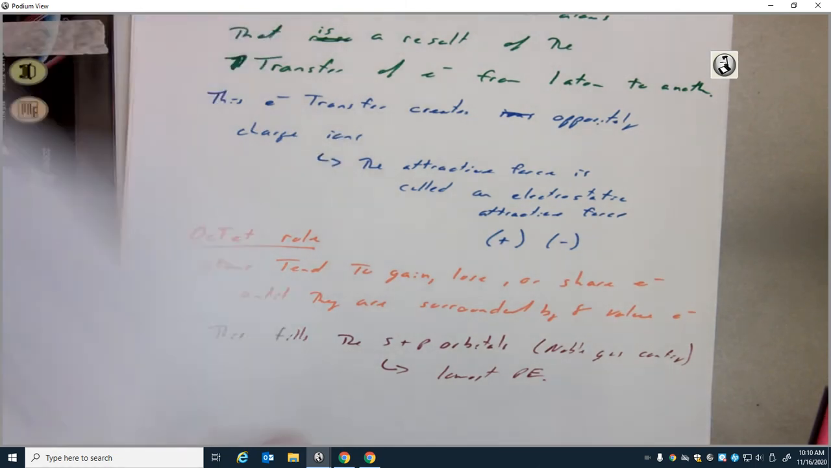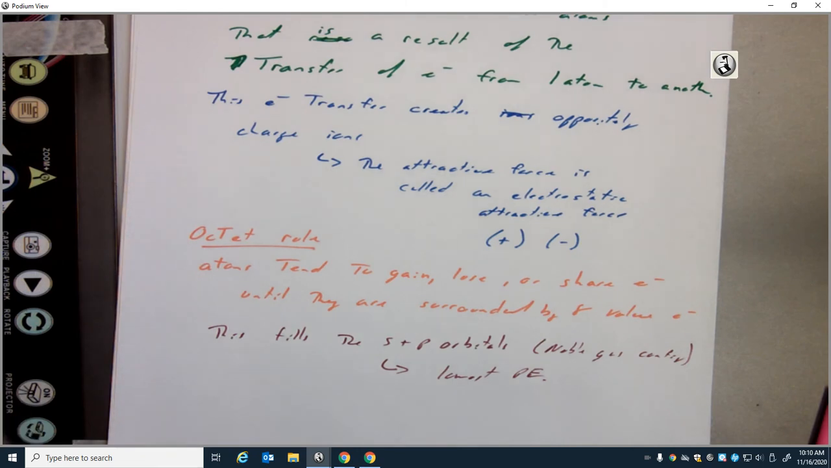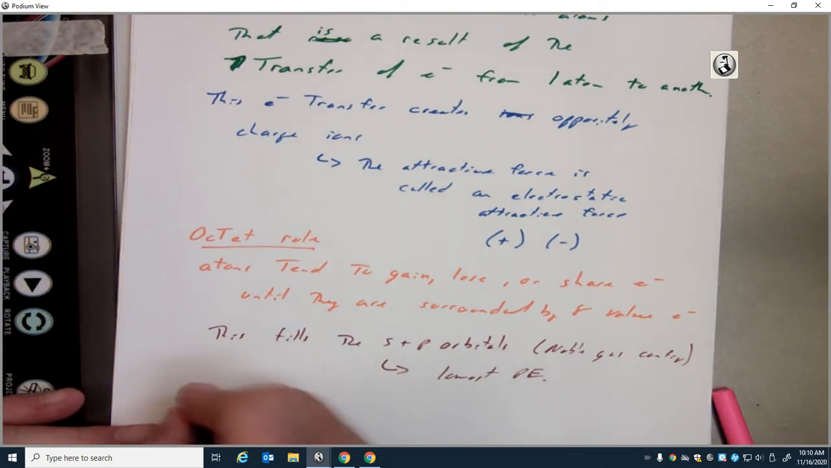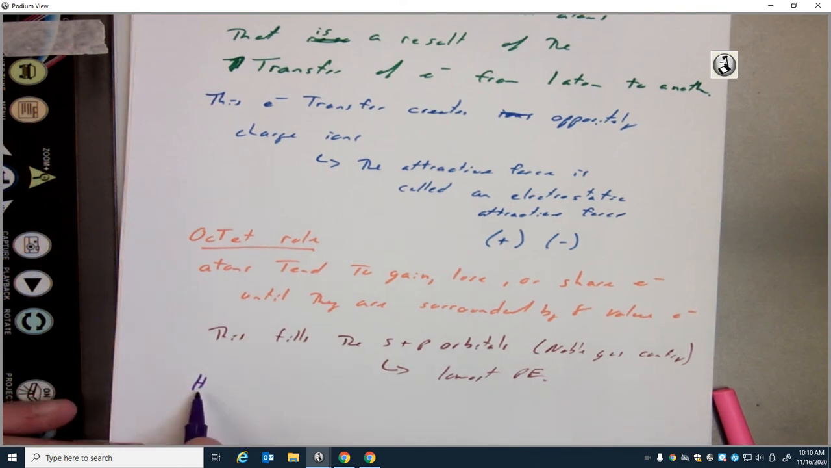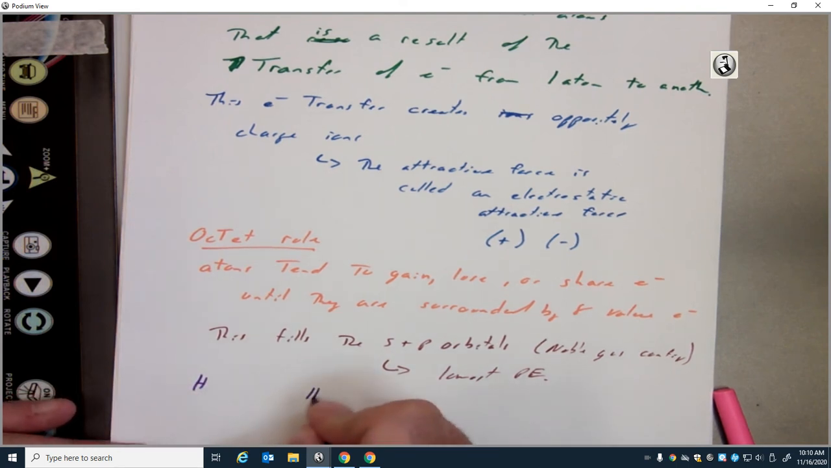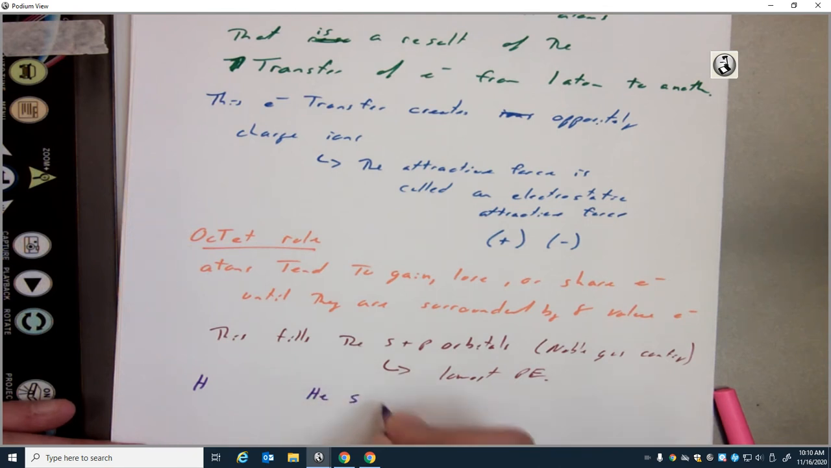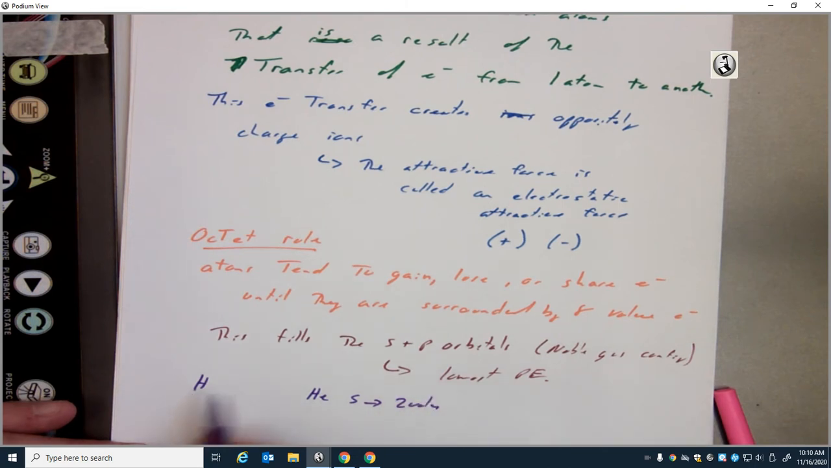Now there are a couple that only want 2. Right, so they want this noble gas configuration. But hydrogen doesn't want 8 electrons. It wants to be like helium. Well, helium only has an s orbital, so it is going to only want 2 valence electrons. So hydrogen is going to gain 1 electron to become like helium, right? So he only wants 2 valence electrons.